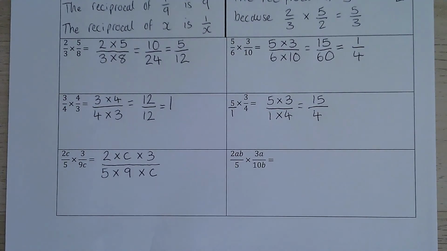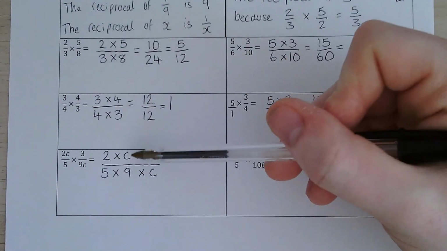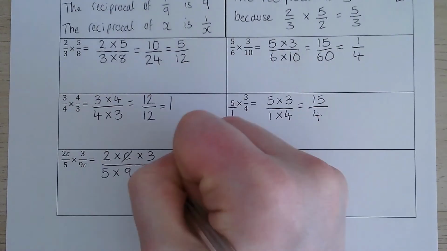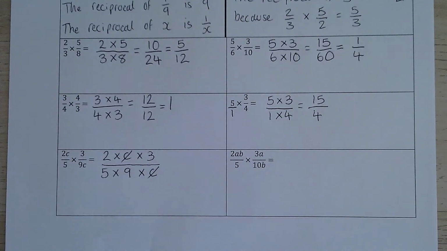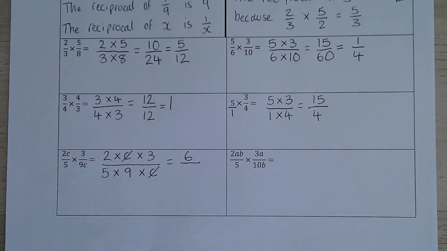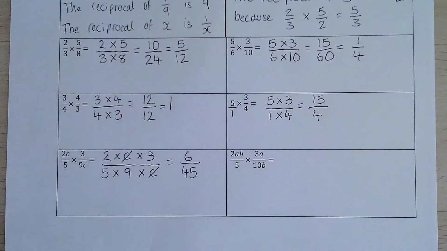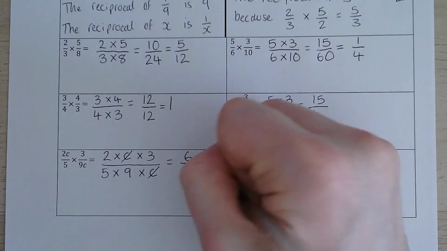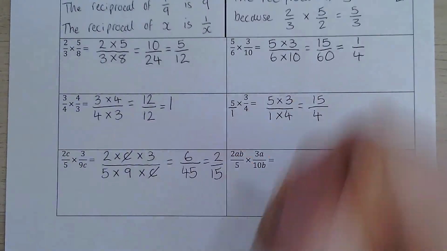When we want to cancel out here, if I have a variable on the numerator and the denominator, I can cross them out once each because they would cancel each other out perfectly. So here, I'm going to cross a c out on top and a c out on the bottom. And now I just need to multiply my numbers together. 2 times 3 is 6. 5 times 9 is 45. Both of those numbers can be divided by 3. This gives me 2 over 15 for the final answer.